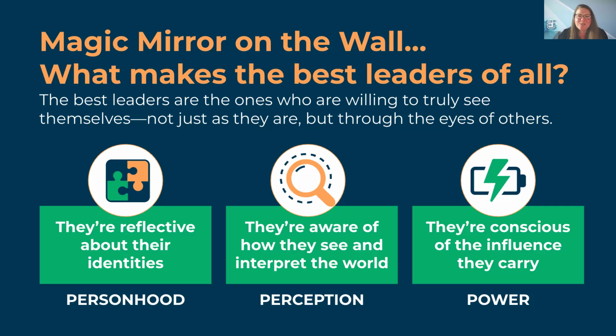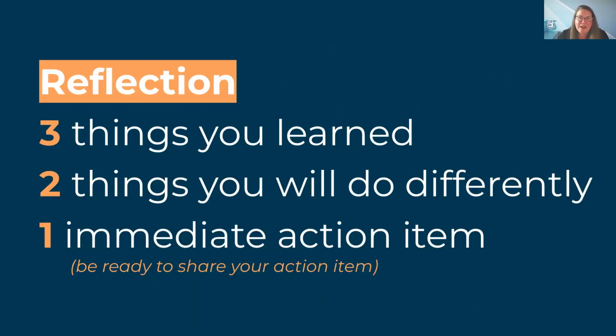So as you look into your own magic mirror, remember that clarity of insight combined with intentional action makes all the difference, not just for you, but for everyone that you lead. So, final reflection here is to think about three things that you've learned. This is just good teaching practice, right? Give you a chance to reflect on what you've learned. Think about what have you learned, what will you do differently, and one immediate action item.